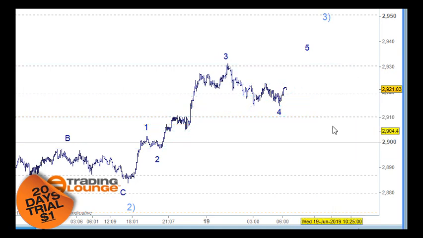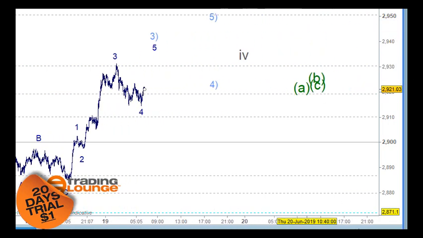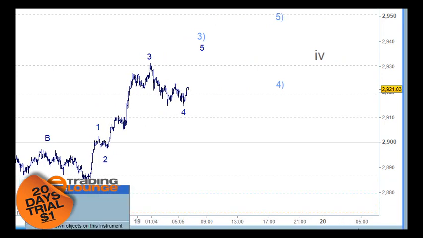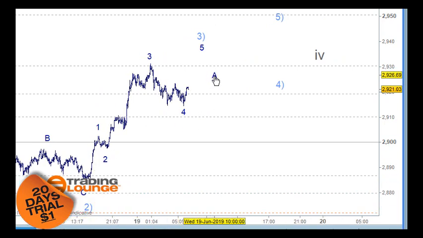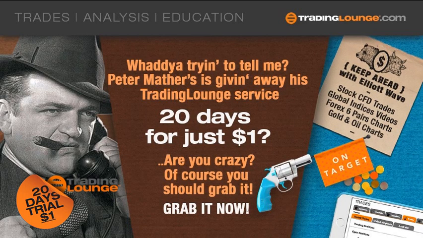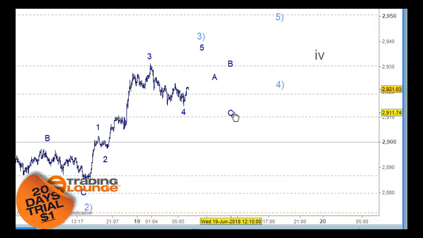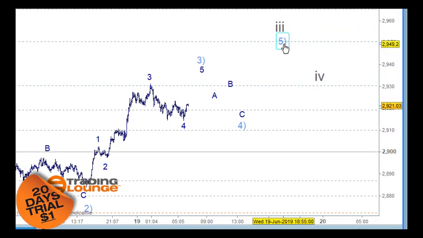So we'll look for that wave 5, which will make this wave 3 here. Then we'll have a copy of this here. We'll have some sort of a B and C correction here. That will be this wave 4 here, and then we'll push up for this wave 5 here. That will probably take us up into this 50 area here.